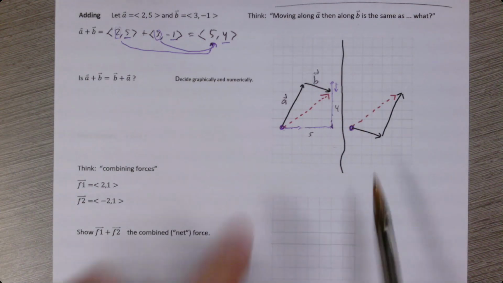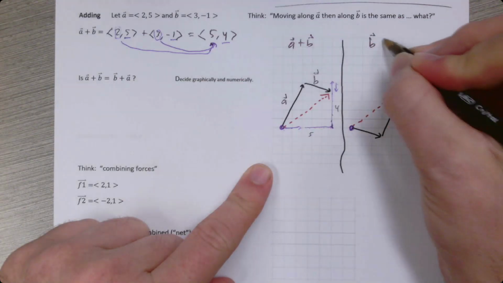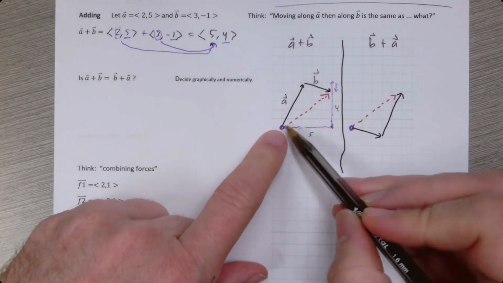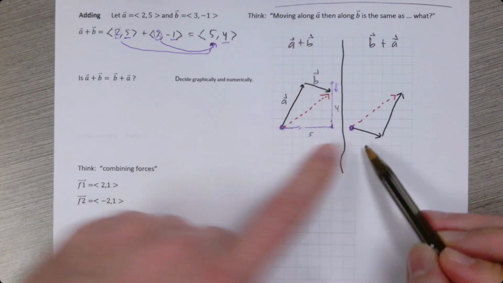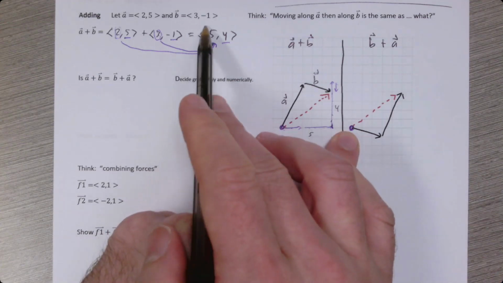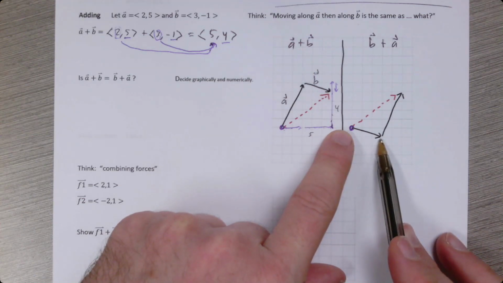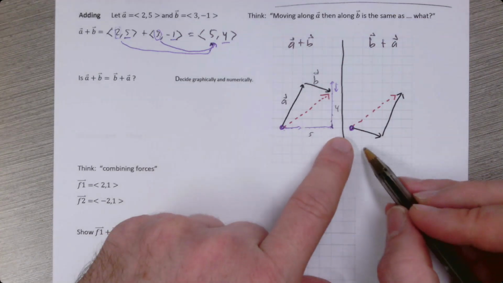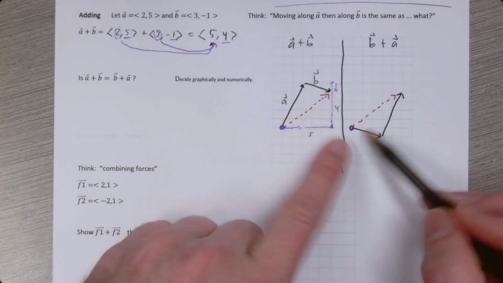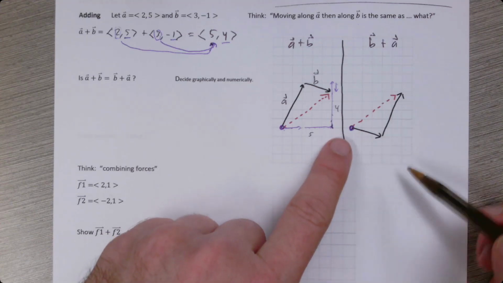Hopefully you said yes. Here is A plus B. This side is supposed to represent B plus A. So I've got the same starting point, only instead of moving along A first and B second, I'm going to move along B first and A second. So see how B is over 3 down 1? The first thing I did was move over 3 down 1, and then the second thing I did was move over 2 up 5. But you can see I still get the same resulting motion. This red arrow is the same in both cases. It's the same xy components, the same angle, same length.